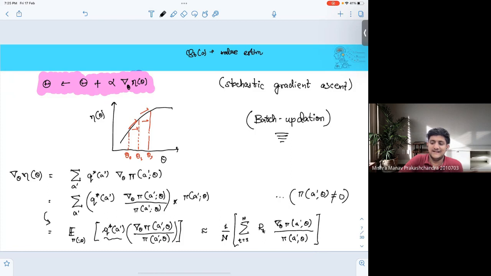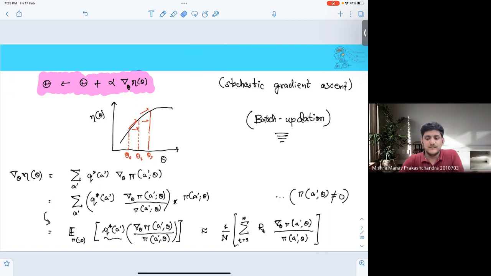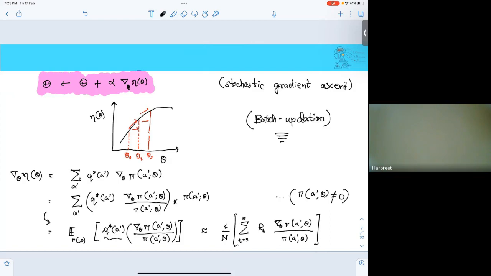We were basically trying to make QT closer and closer to Q star of A. Correct. But so far, we haven't used this capital QT. So how is it different from... So I understand. But you're still trying to get some rewards and you're trying to do this multiple times.